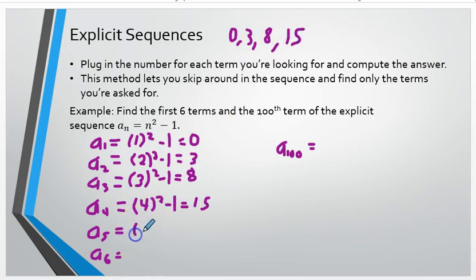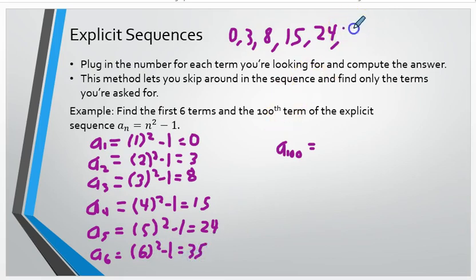And the fifth term, 5 squared minus 1, is 24. And the sixth term, if you plug in 6, you get 35.